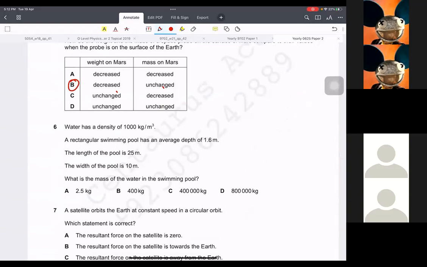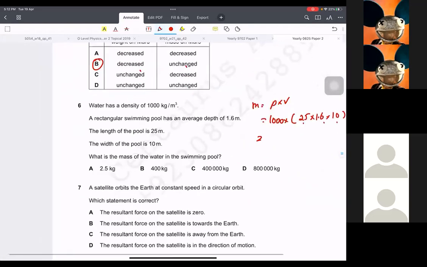What is the density of one rectangular block, with this length and weight? What is the mass? Mass equals density times volume. Density is 1000, volume will be 25 times 1.6 times 10. So that is, what is 16 times 25? 400,000. Sir, it is 400,000.